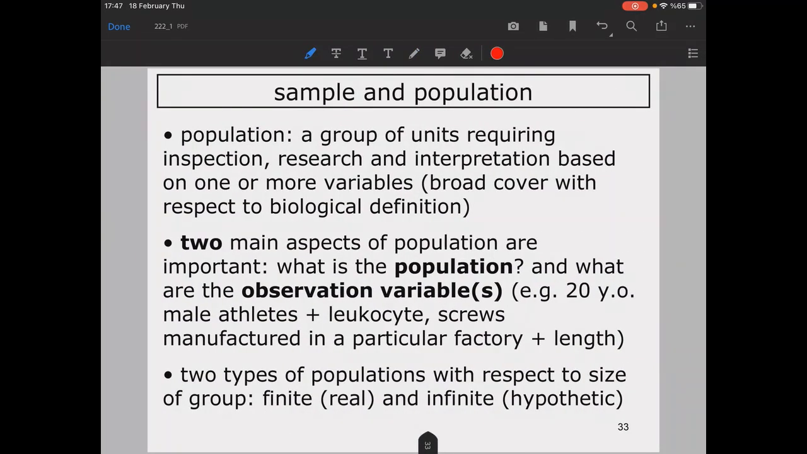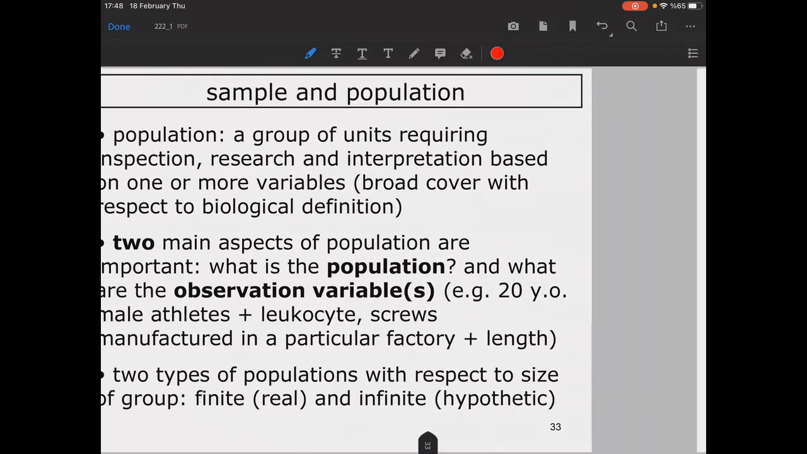Two types of populations with respect to size of the group are possible. There are finite populations. They're also known as real populations, where you're capable of understanding how many people are in it. And there are also infinite populations. They're also known as hypothetical populations, where you can only dream or estimate the total number of the population.